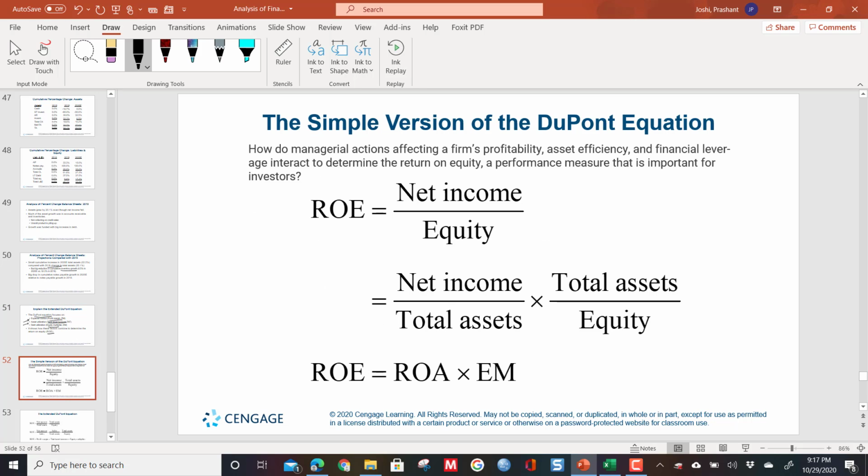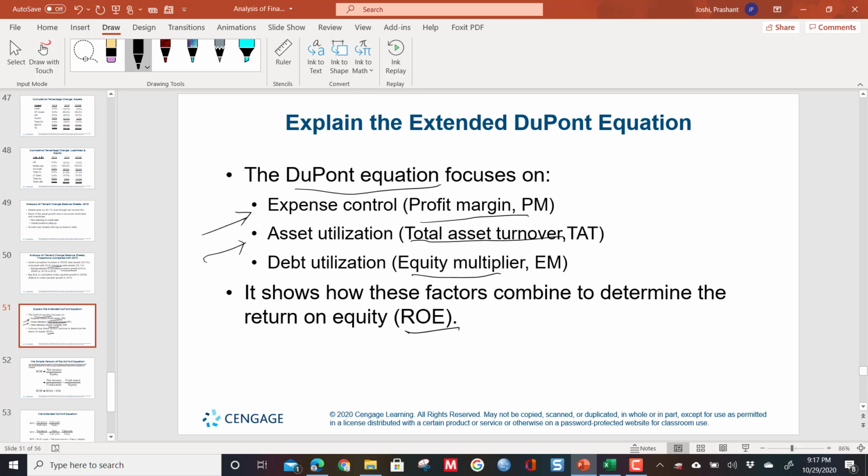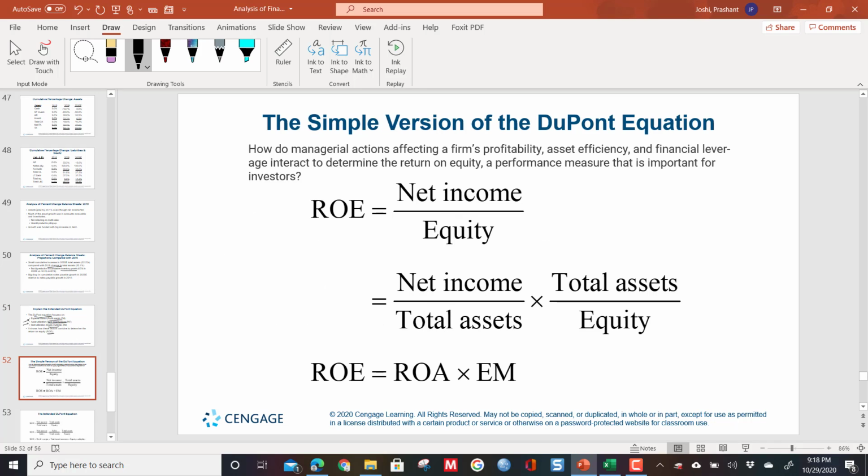And you see here, the different ratios are useful in knowing how managerial actions affecting the firm's profitability, asset efficiency, and financial leverage interact to determine the return on equity. So the managerial actions affecting profitability, asset utilization, and financial leverage, those three ratios interact to determine the return on equity. All right. So it is an important performance measure for investors.